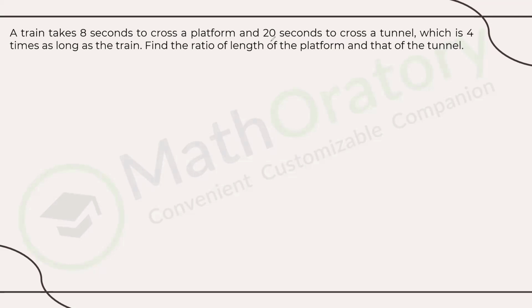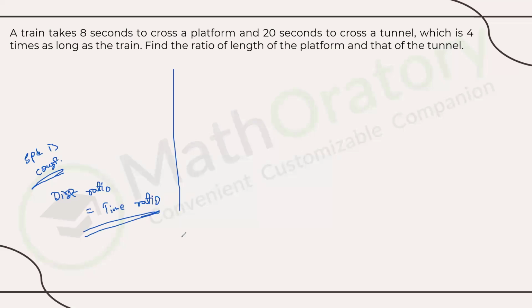So assuming that the speed is constant, then the distance ratio should be as good as the time ratio. Distance and time should be directly proportional. So what I mean by that, in the first scenario, the train is covering its own length. Let me use L for the length of the train. So I'm just going to write this down. So L being the length of the train.